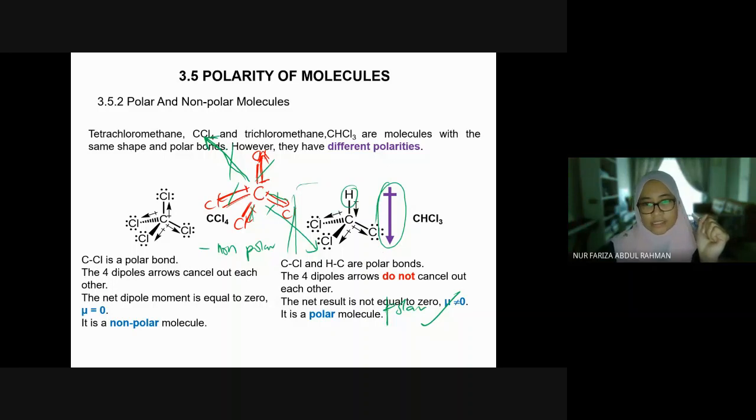As you can see, H is more electropositive than carbon, right? So it should be pointing towards carbon actually. It is more positive, this one more negative. But Cl is more negative. Okay? Alright.